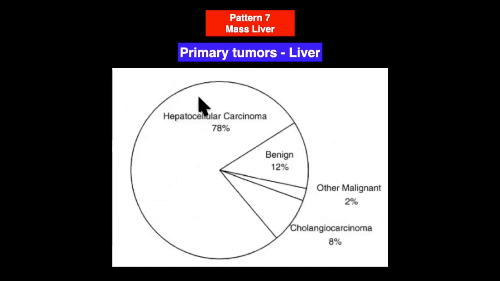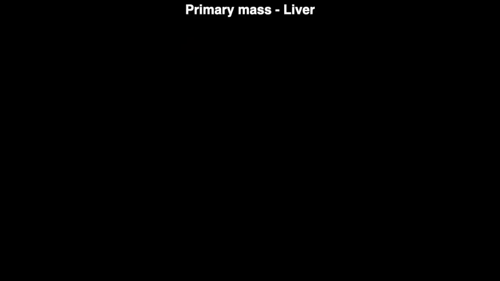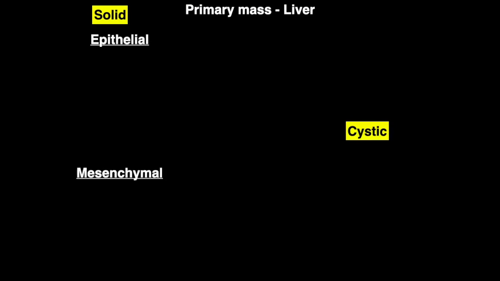So when you think of primary hepatocellular tumors, hepatocellular carcinoma is 78%, whereas cholangiocarcinoma is only 8%. Others are very few in number. So how will you approach whenever you see a mass in the liver? Here it is not a tumor, it's a mass. Whenever you see a mass in any organ, you have to see whether it is solid or cystic. When it is solid, is it epithelial proliferation or mesenchymal proliferation?